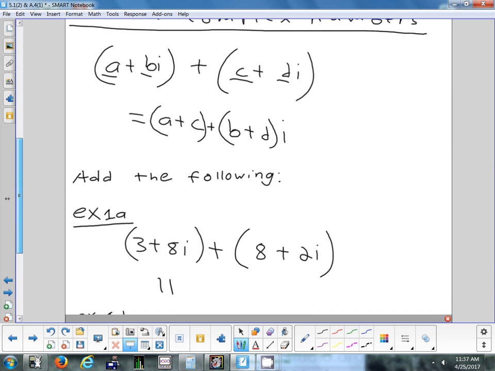Devin, what's the imaginary part in the first parenthesis? 8i. Yep, we get the 8. And Jacqueline, what about the imaginary part in the second one? 2. So we're going to add 8 and 2. We get 10i. And that's it. That's the final answer. That's how you add two complex numbers.